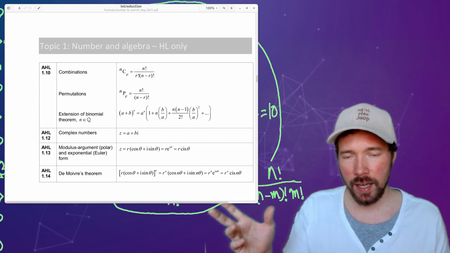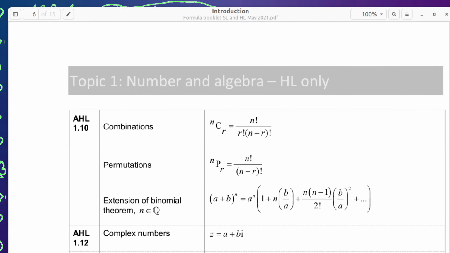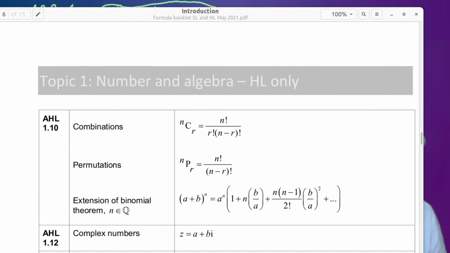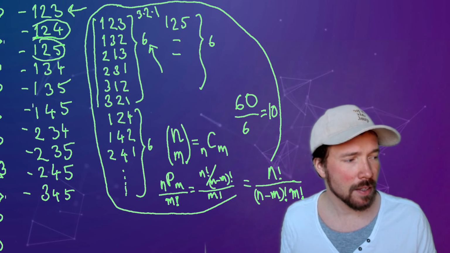Here is the AAHL official formula booklet of IB, and here we can see that indeed they use this notation version where the first number is the upper index and the second number is the lower index, and here are the formulas which I just derived. So for combinations you have n factorial divided by r factorial times n minus r factorial, using the letter r instead of m, and then for permutations we have n factorial divided by n minus r factorial. And good, so we derived these formulas.